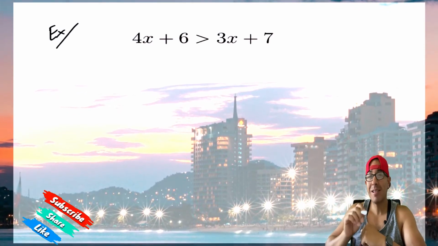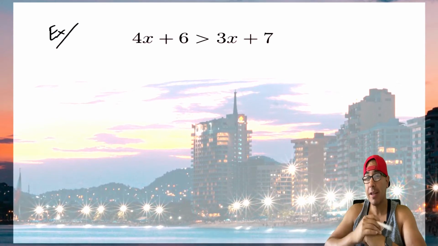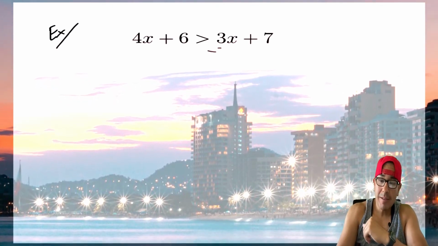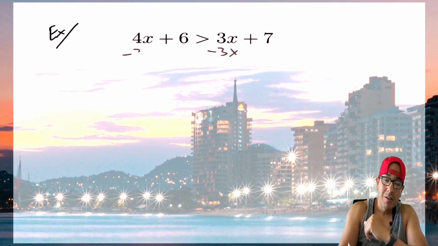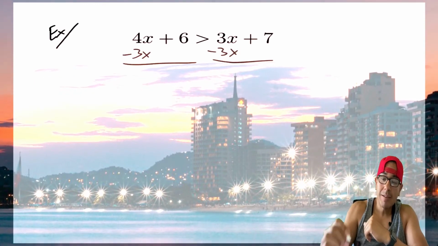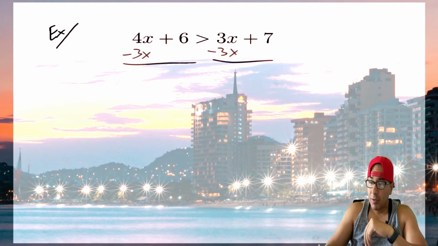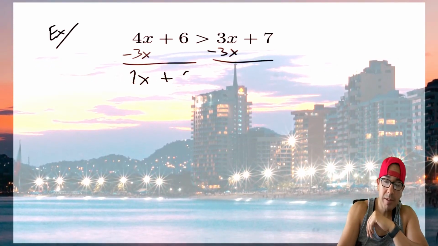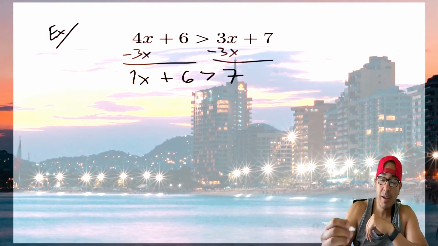And we need to keep x here on the left-hand side. So let's go ahead and move all our x's to the left. So we go ahead and combine like terms. We're left with 1x plus 6 is greater than 7.